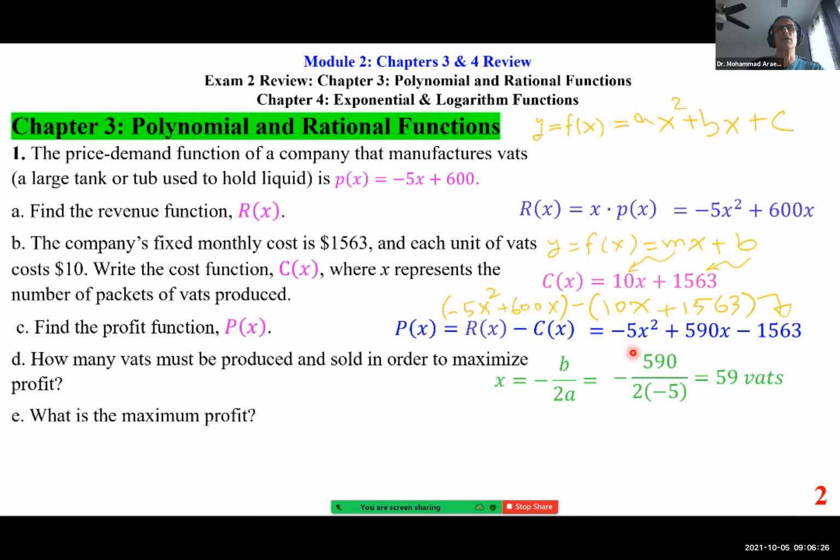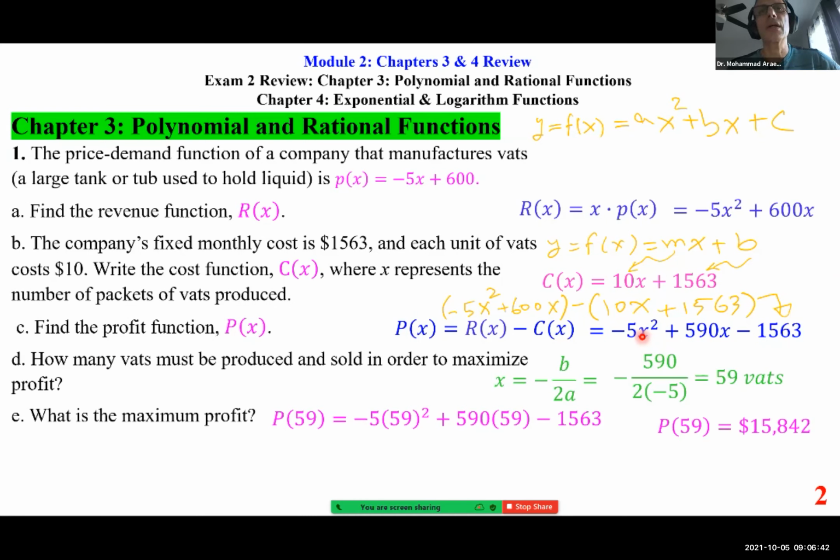What is the maximum profit? Well, we go to the profit function and replace the x with 59, evaluate it, and it gives us $15,842. In other words, the maximum occurs when we produce and sell 59 pieces, and the amount of profit is 15,842.